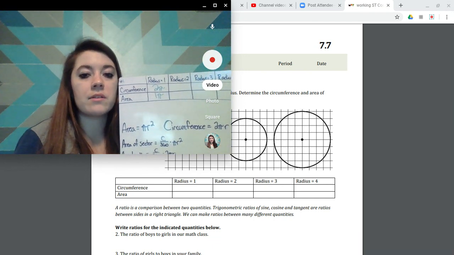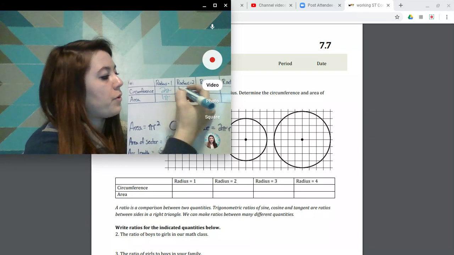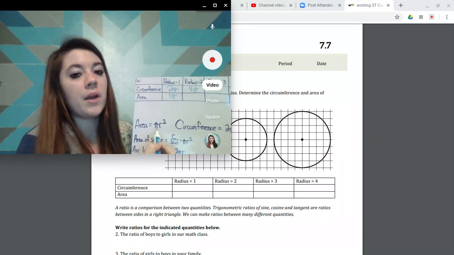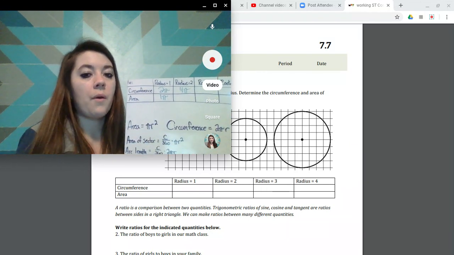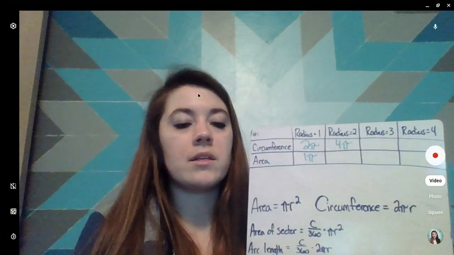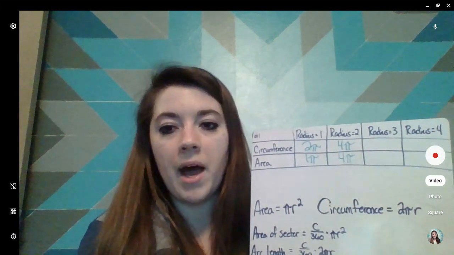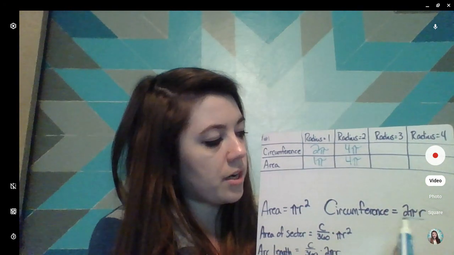Now, how about when the radius is 2? What's the circumference? So 2 times 2 is 4. 4 times pi is 4 pi. Now look at the area. The radius is 2. We're going to square it. So 2 squared is 4. 4 times pi. Once again, 4 pi.